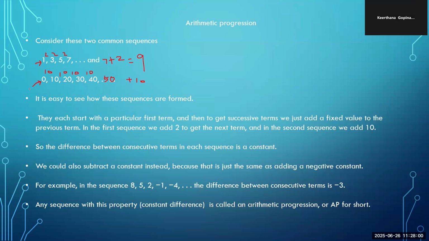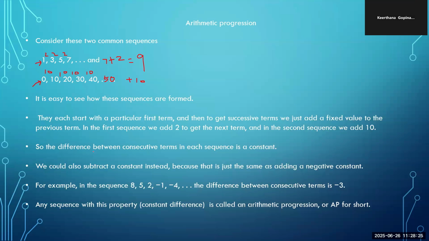And in the second example, 0 is the first term. Then to get the successive term, we just add a fixed value to the previous term. To get the next term, we add a fixed value to the previous term. In the first sequence, we add 2 to get the next term, and in the second sequence, we are adding 10.